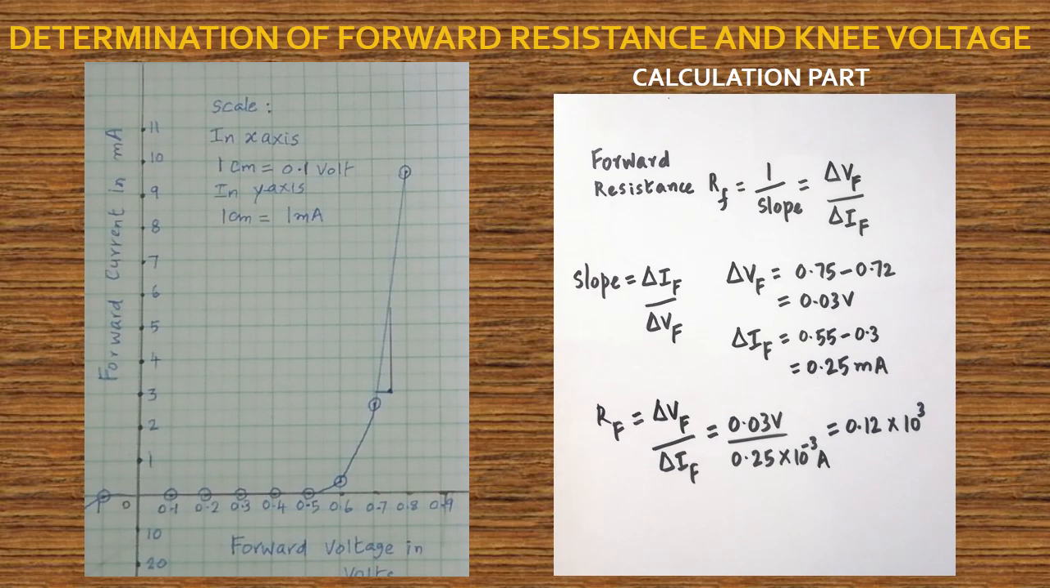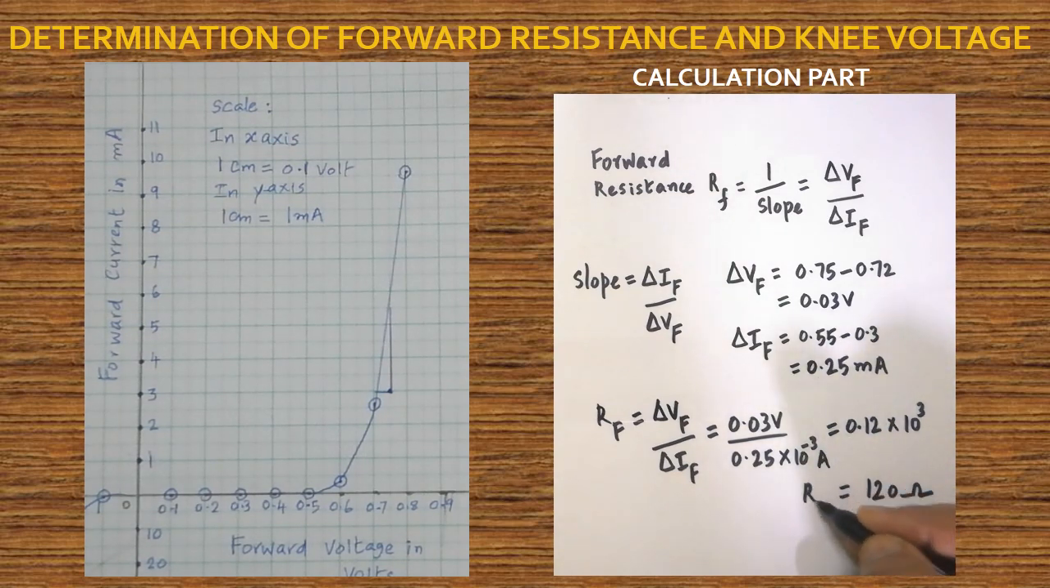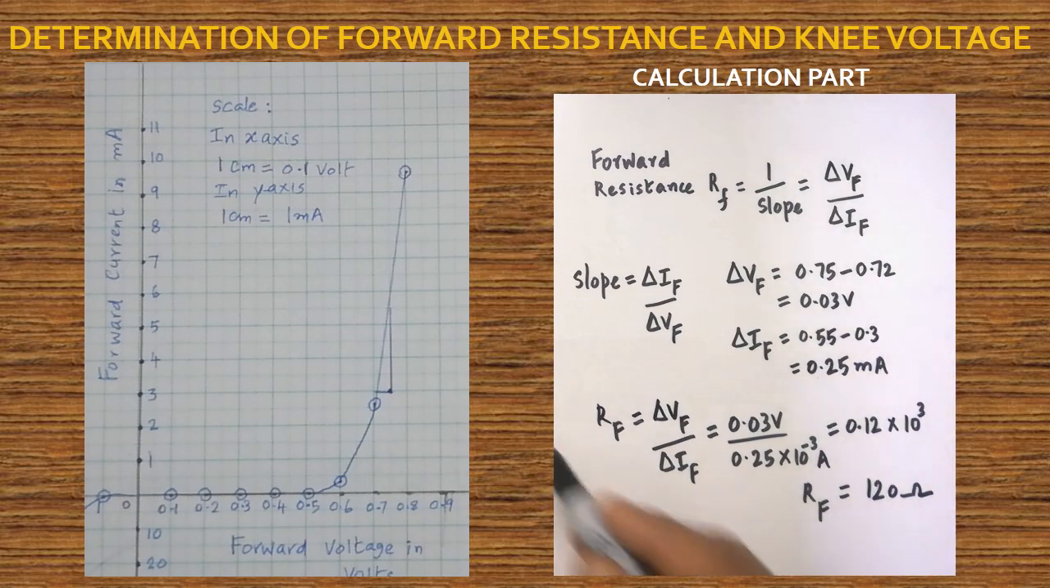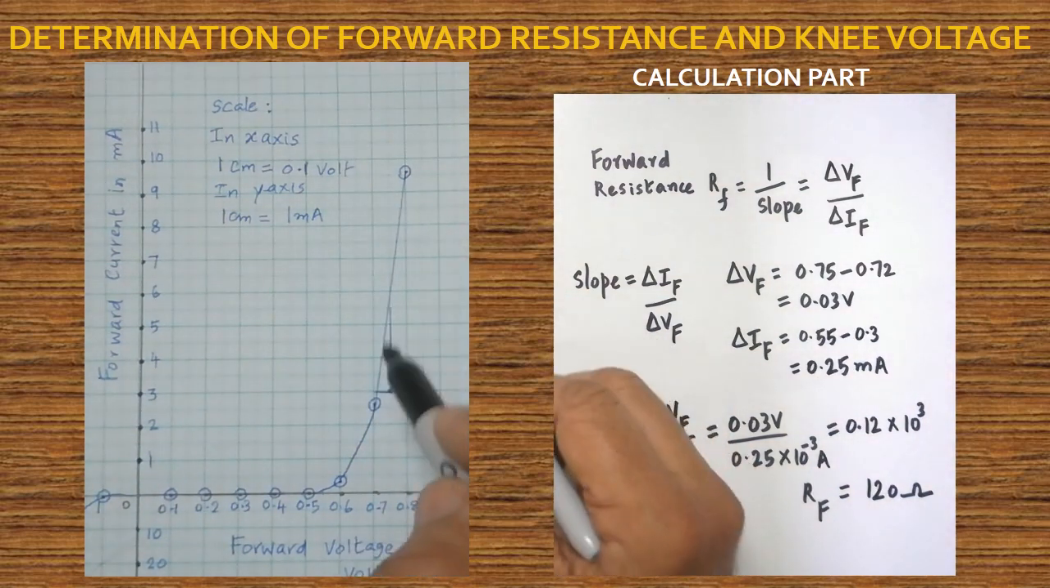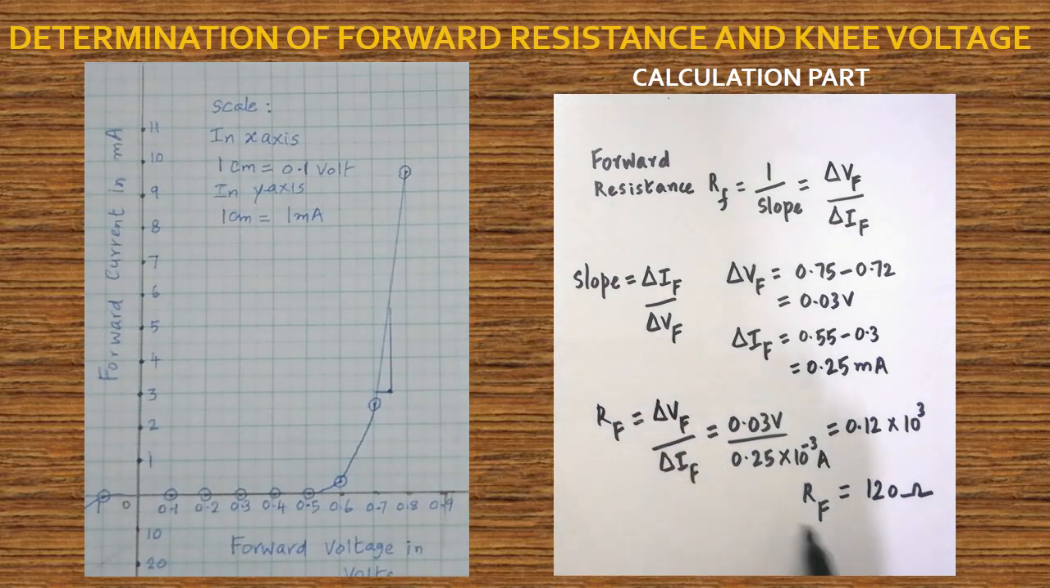The answer will be 120. Are you clear? The answer will be 120. That should be written in terms of ohm. Therefore, the RF value, the forward resistance of the given diode, is 120 in this particular slope. That slope could be drawn anywhere. At different places you will get different values of RF. For this particular slope I have got the value.